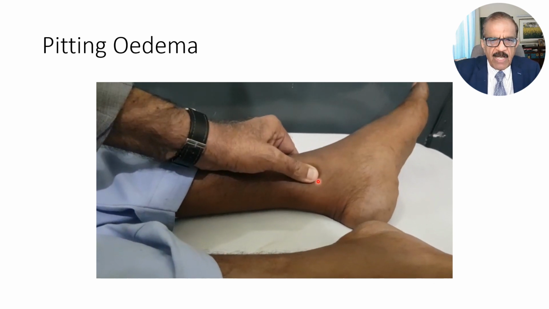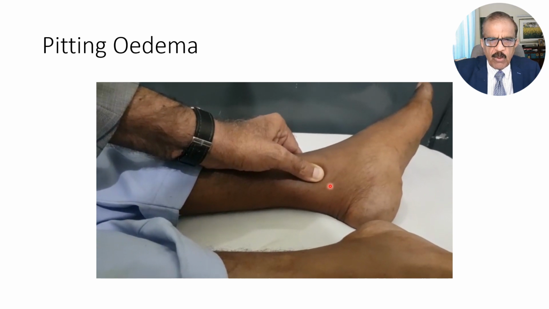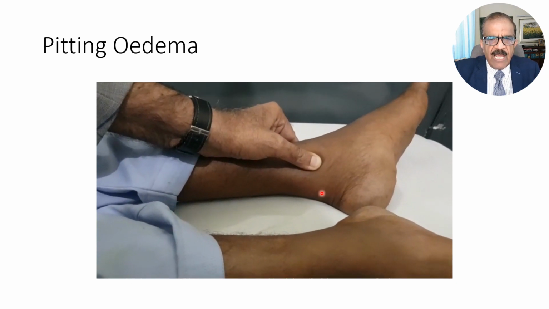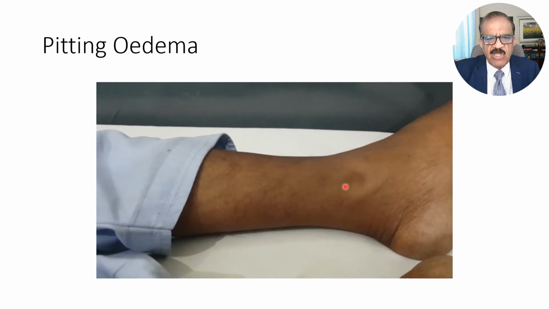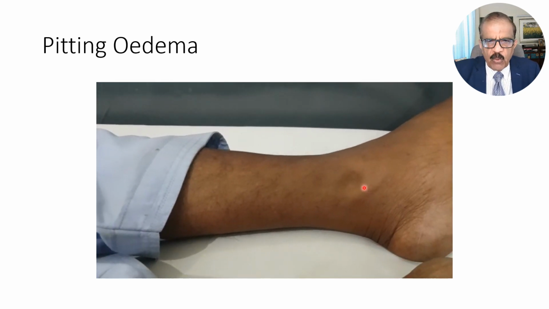You just press against a bone for a few seconds, and when you lift your thumb you will see the pit. See, this is a pit, and this is because of the presence of fluid in the subcutaneous tissue, that got displaced by constant pressure and a dip is formed.